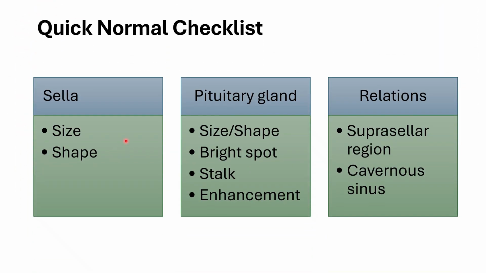Now a quick review for the normal checklist. For the sella turcica, look at the size and shape. For the pituitary gland, look at the shape, size, posterior bright spot, stalk, and enhancement of the pituitary gland. And also look at the relations of the pituitary gland or sella turcica: the suprasellar region, on either side the lateral relation, that is the cavernous sinuses, and the inferior relation, the sphenoid sinus.